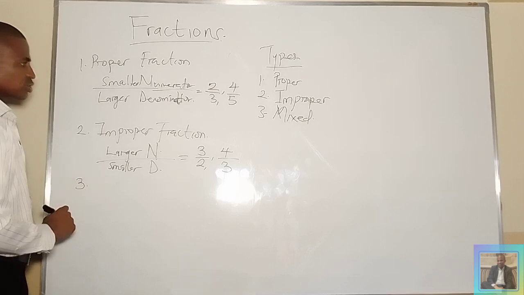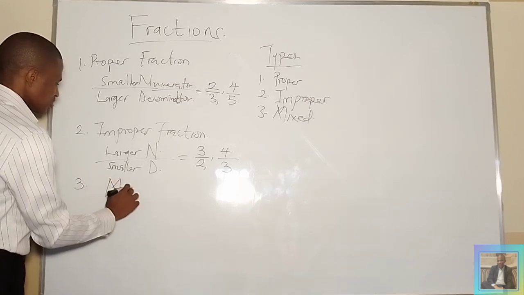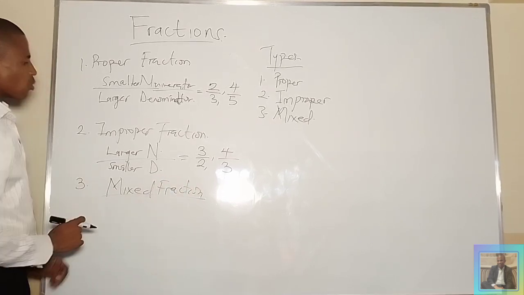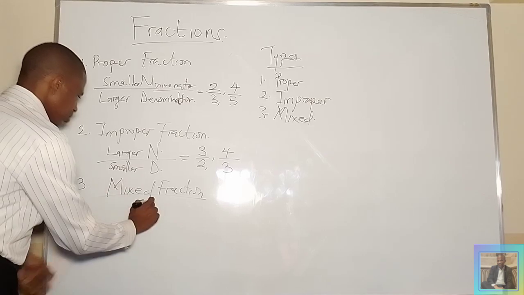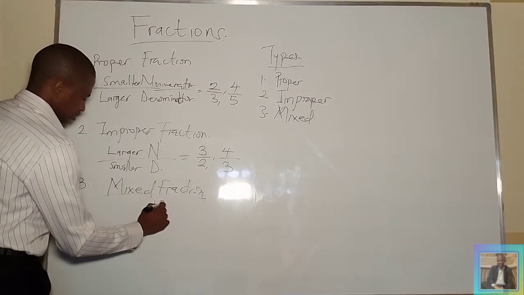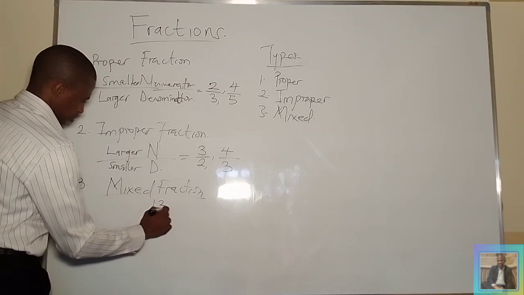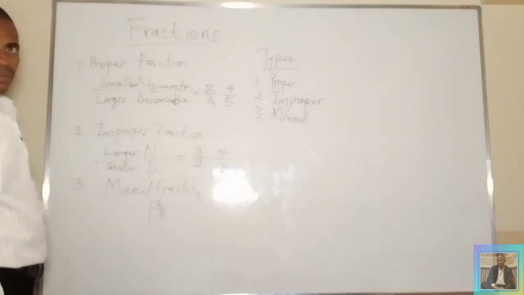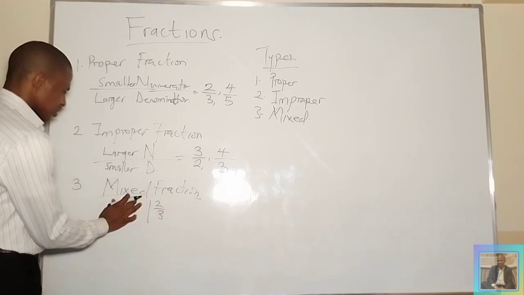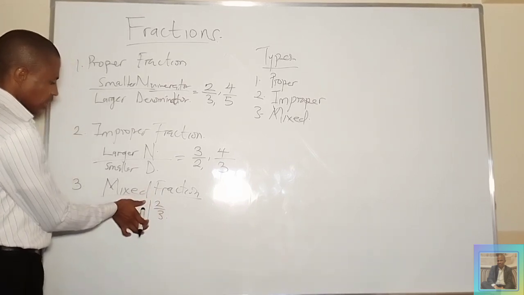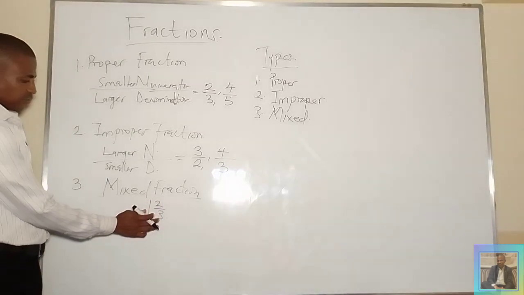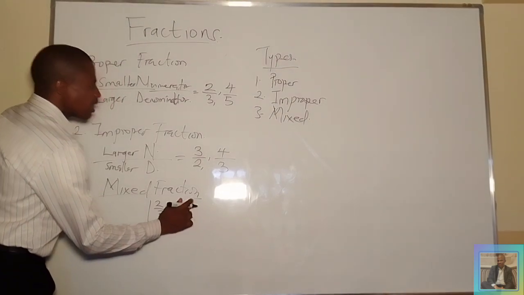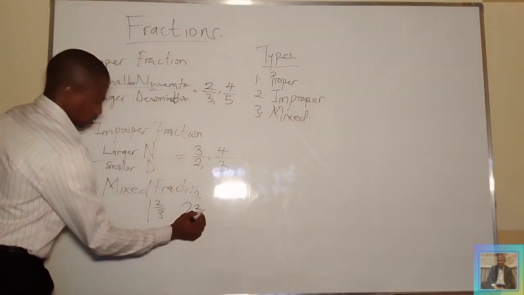Then the third kind of fraction is mixed fraction. When we say mixed, what does it mean? It means we are combining a whole number with a fraction. Mixed fraction: when they say mixed, it means we have a whole number, an integer, combined with a fraction. Normally, an integer combined with a proper fraction.